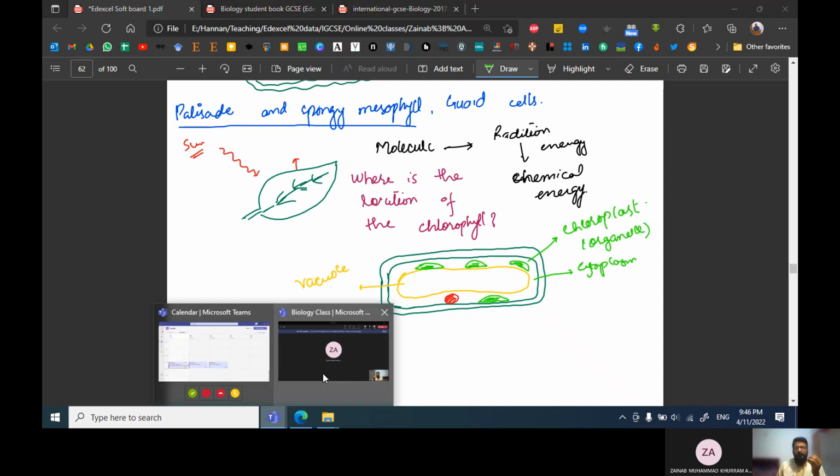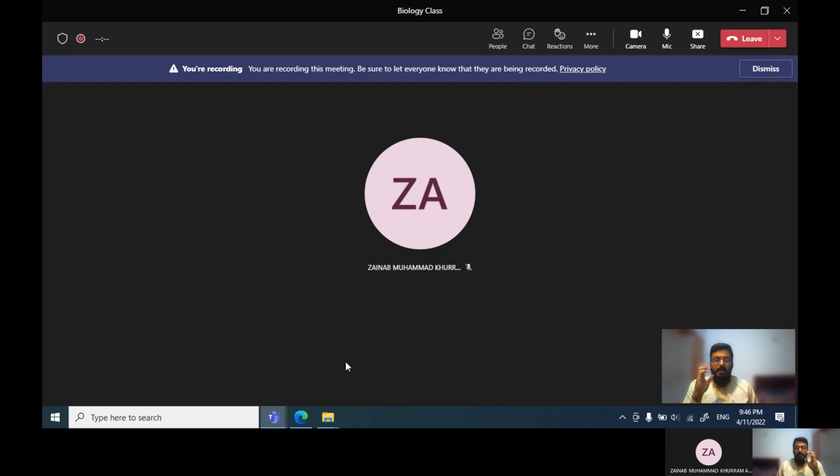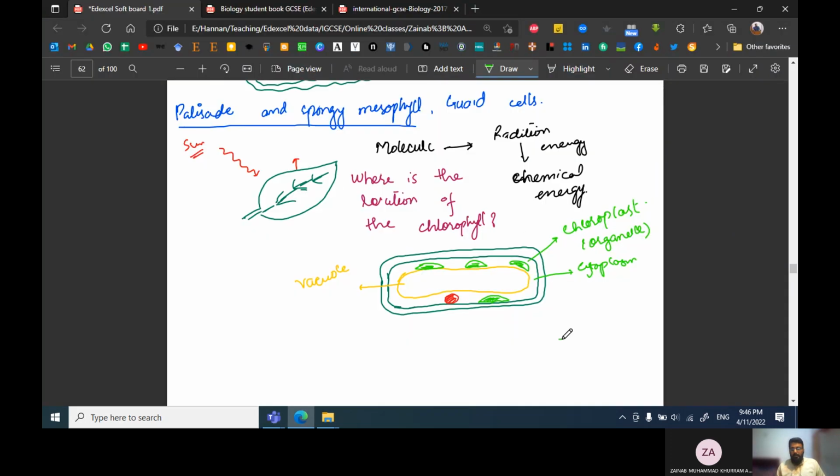Now, let me give you a very slight idea about the organelles. Organelles are the parts of the cells which separate their reaction from the cytoplasm with the help of the membrane around it. For example, chloroplast is an organelle that possesses a double membrane, and all of the photosynthesis occurs inside.